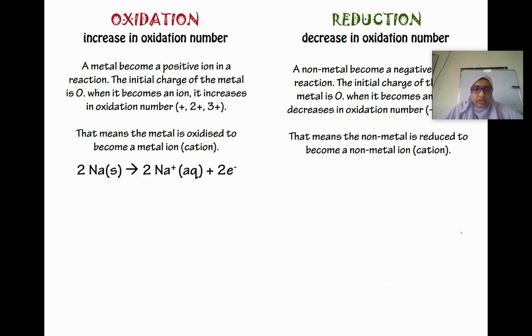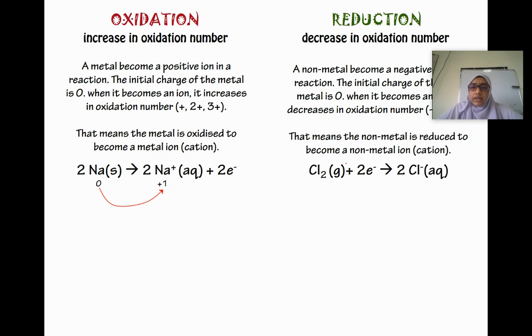Okay, so now in this part, I'm going to show you how metals become metal ions, non-metals become non-metal ions. Okay, so metals, as I said, is a free element, right? So it's going to be a charge of 0. And when it becomes a sodium ion, it's going to have a charge of +1. So what has happened to it? Has it been oxidized or reduced? So in this case, there is an increase in oxidation number. So it has been oxidized.